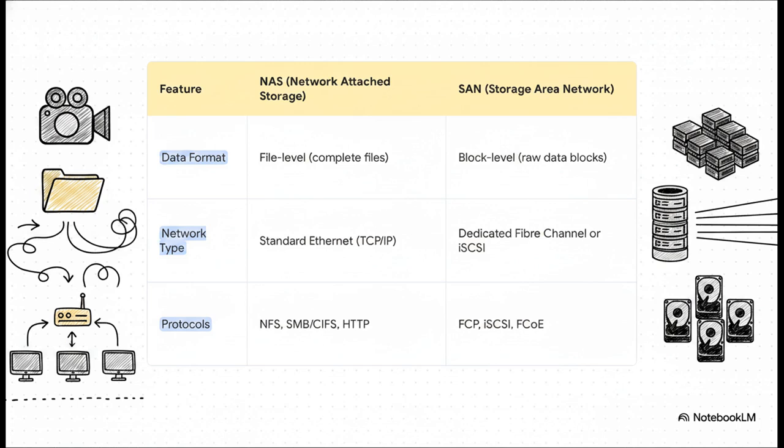And that difference explains the network type. NAS just uses standard Ethernet, your typical computer network. It's sharing the road with all your other internet traffic. But a SAN? To deliver those raw blocks without any delay, it needs its own private superhighway, something like Fiber Channel, totally free of any traffic jams.